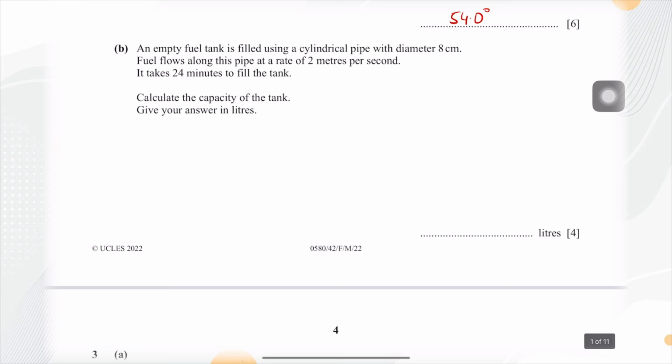So it says here, an empty fuel tank is filled using a cylindrical pipe with diameter 8 centimeter. Fuel flows along this pipe at a rate of 2 meters per second. So you can see there are so many traps set up in this question. Diameter is in 8 centimeter. The length of the pipe, or the length of the water flow, is in meters per second.